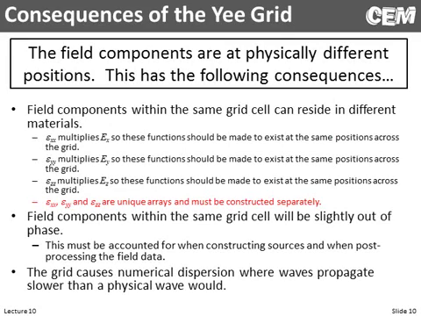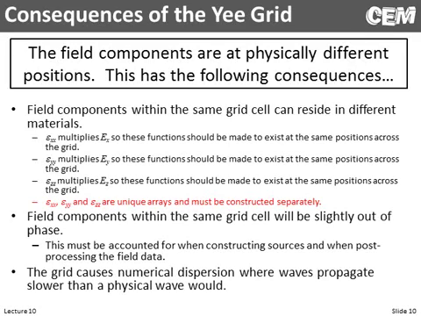Now there are some consequences. I don't want to call these drawbacks, but definitely some things we need to keep in mind. And this all stems from the fact that all of the field components are at physically different positions. So this means if a wave has phase, well, if the field components are in different positions, they will be out of phase. So even though it's the X, Y, and Z components of the electric field or magnetic field within the same cell, they're out of phase. So we can't immediately combine them.